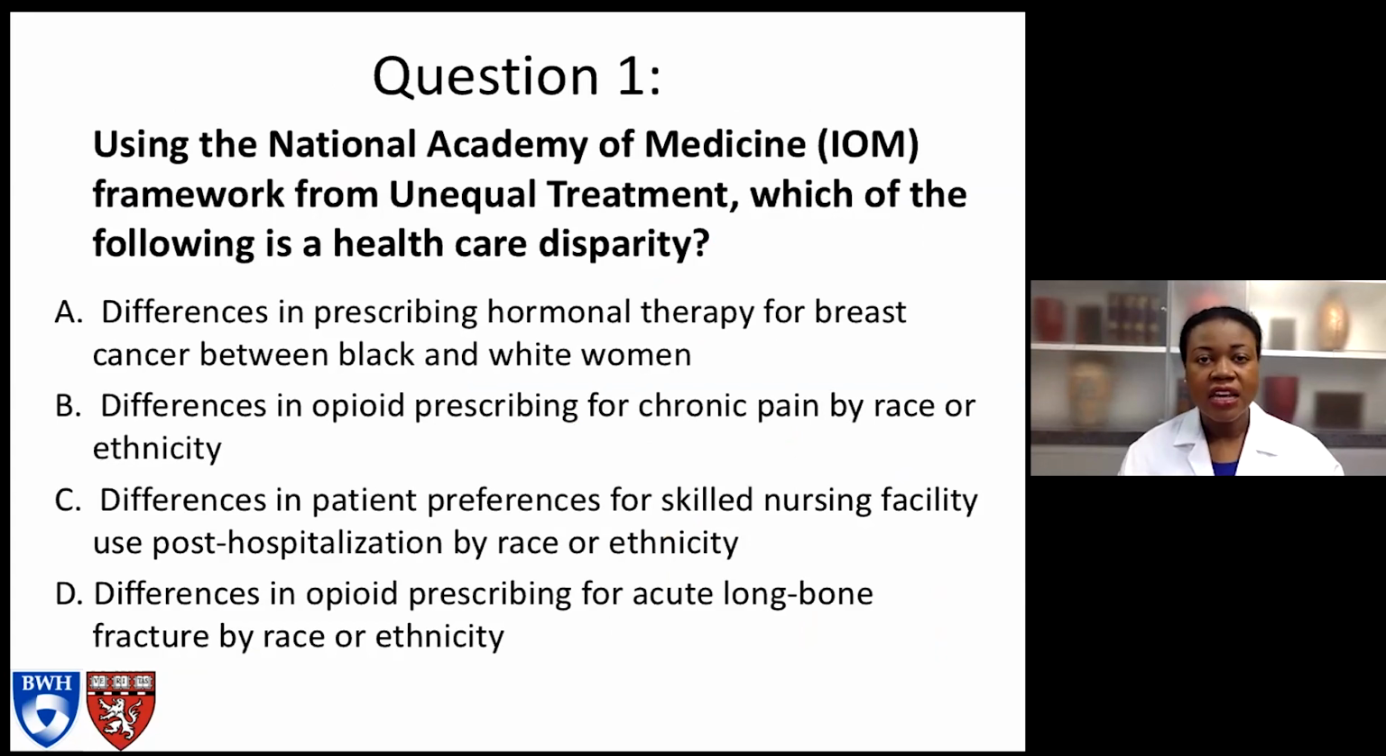So to begin, let's do a question. Using the National Academy of Medicine framework from Unequal Treatment, which of the following is a healthcare disparity? Differences in prescribing hormonal therapy for breast cancer between Black and white women. Differences in opioid prescribing for chronic pain by race or ethnicity. Differences in patient preferences for skilled nursing facility use post-hospitalization by race or ethnicity. Or differences in opioid prescribing for acute long bone fracture by race or ethnicity. And I'll pause for a moment to give you a chance to select an answer.